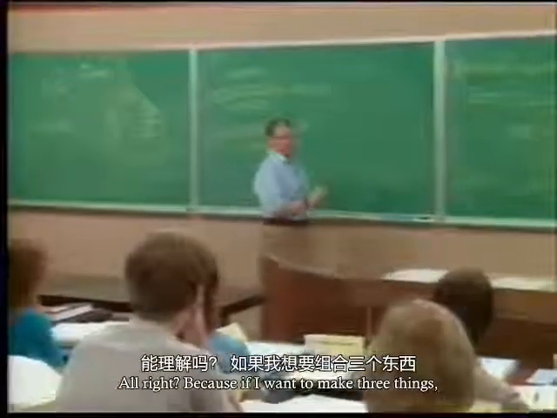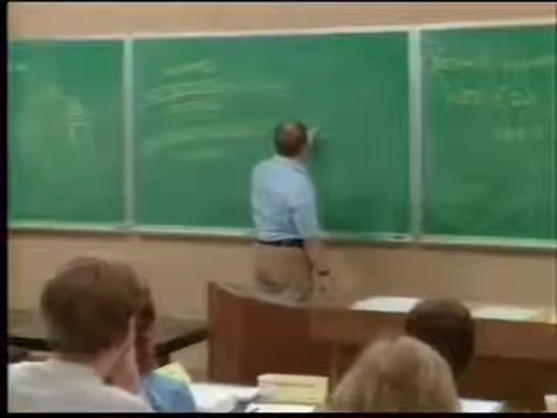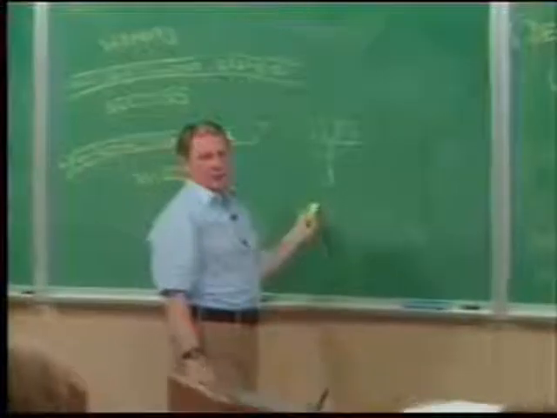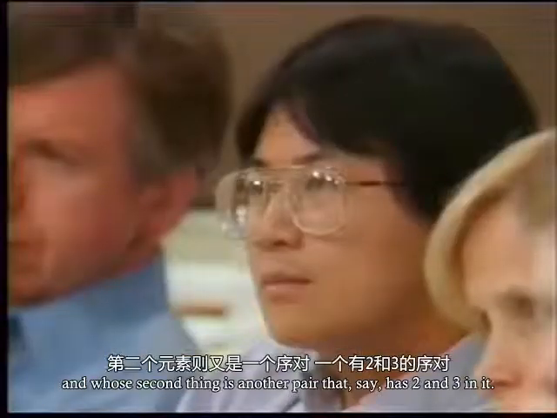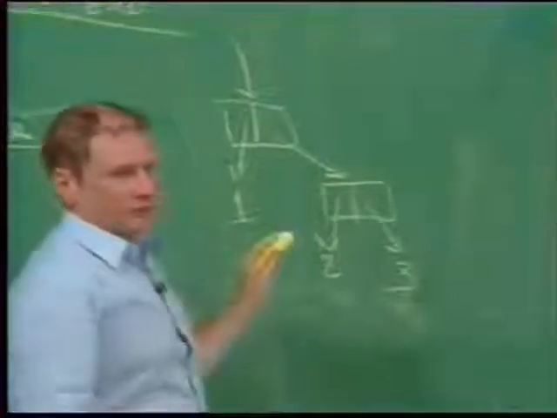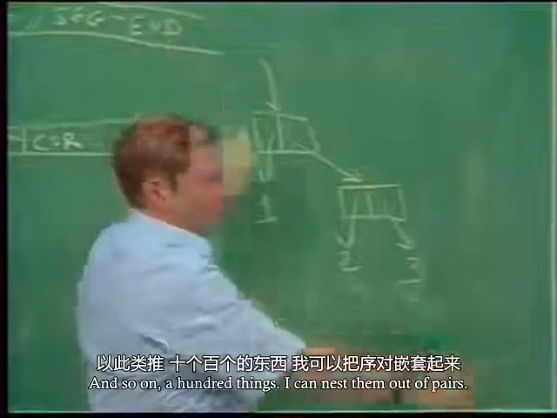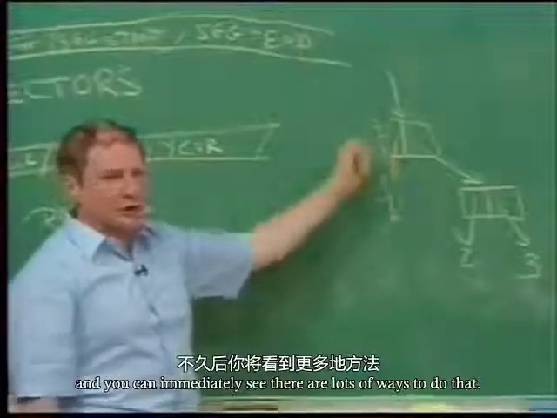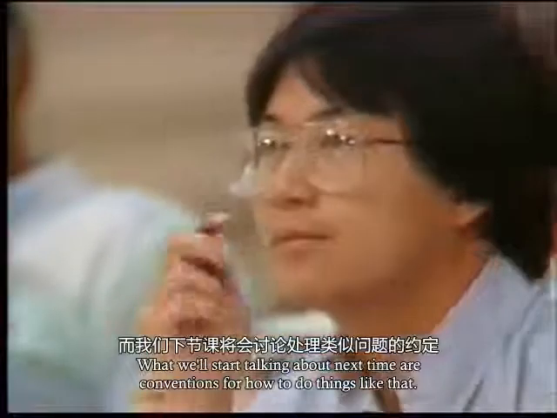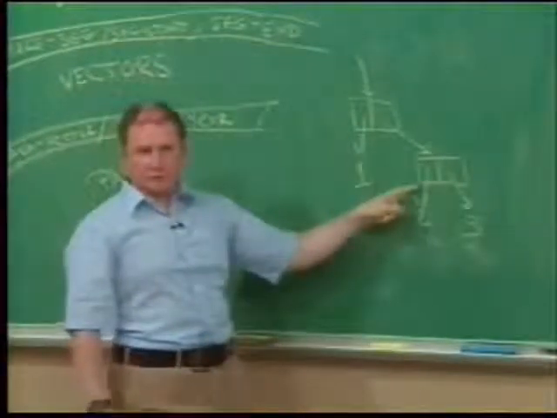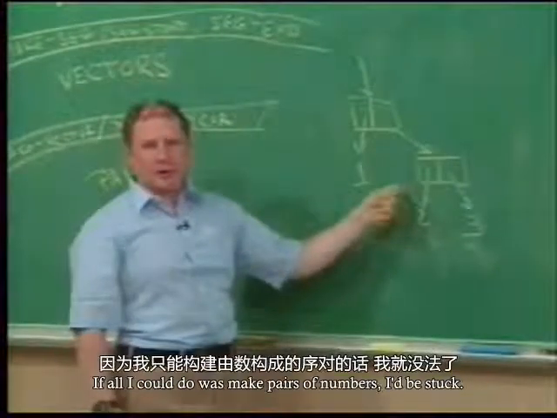Because if I want to make three things, I could start making things like a pair whose first thing is 1 and whose second thing is another pair that, say, has 2 and 3 in it. And so on, 100 things, I can nest them out of pairs. Here I made a pretty arbitrary decision about how to do it, and you can immediately see there are lots of ways to do that. We'll start talking next time about conventions for how to do things like that. But notice that what this really depends on is I can make pairs of pairs. If all I could do was make pairs of numbers, I'd be stuck.